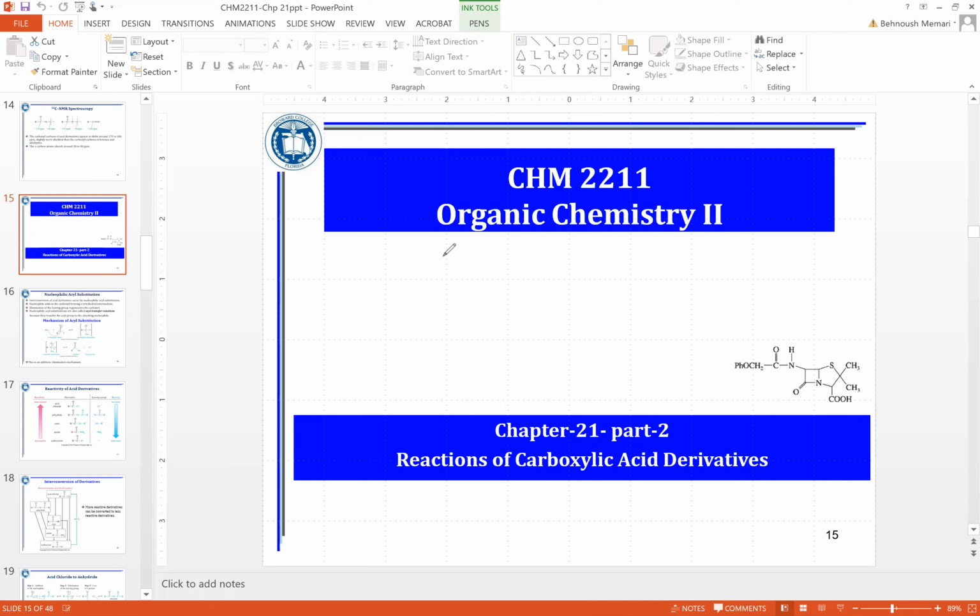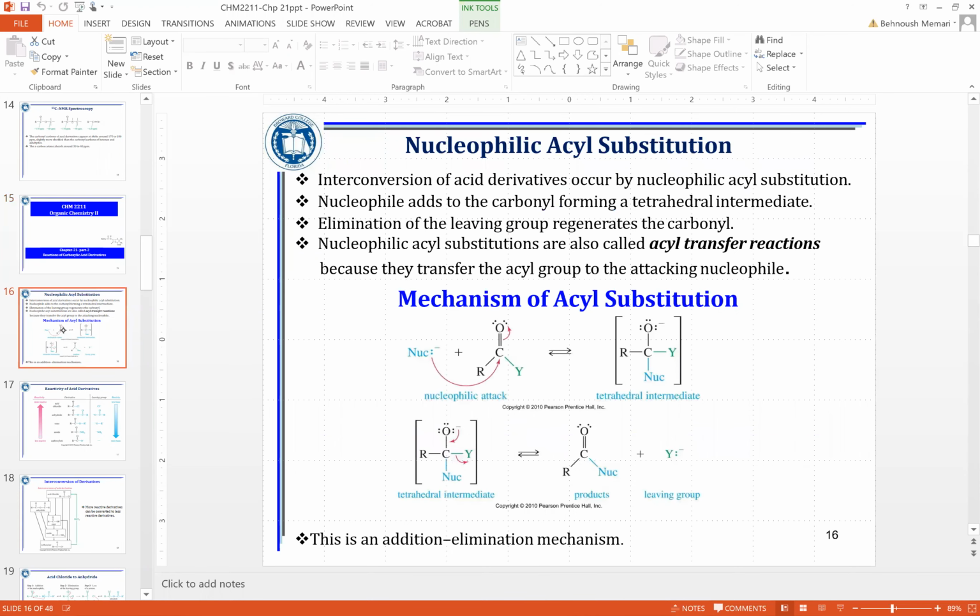For the second part of chapter 21, we are going to look at more reactions of acid derivatives. One common reaction for all acid derivatives is the nucleophilic acyl substitution. The acyl group is the R-C=O. So this is the acyl.